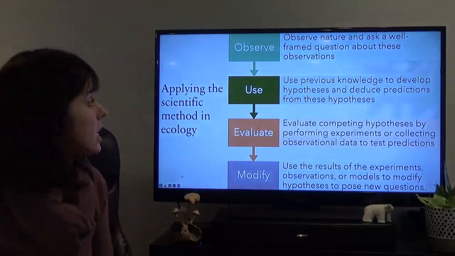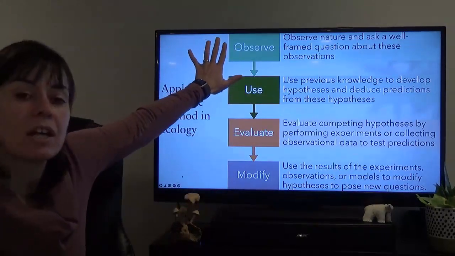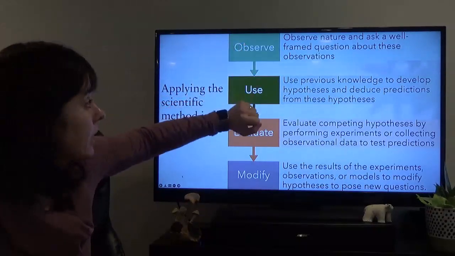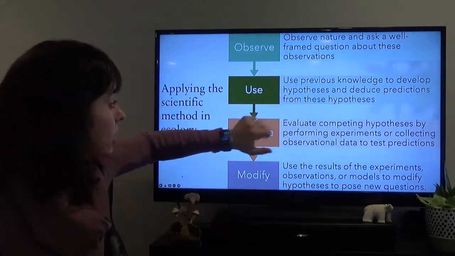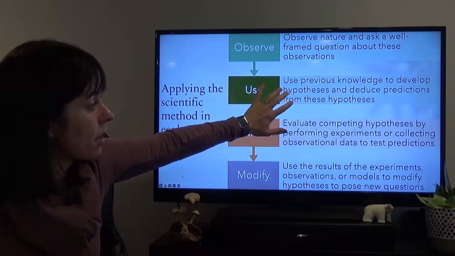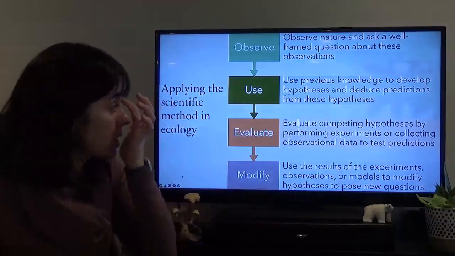Okay, so just to sum this up, applying the scientific method in ecology, we spend a lot of time out there in the world observing nature, observing what is happening. So we observe nature and ask well-framed questions about these observations. Then we use this previous knowledge to develop hypotheses, and from these hypotheses to deduce predictions.